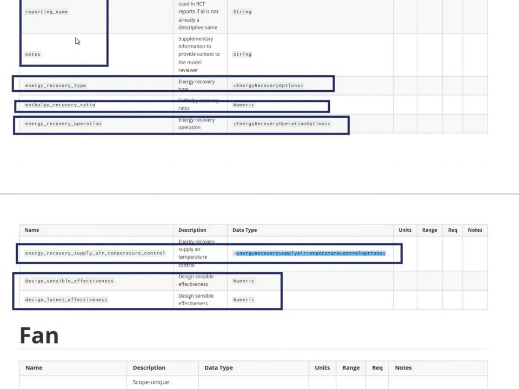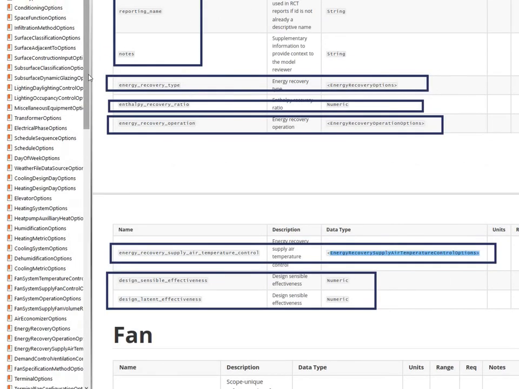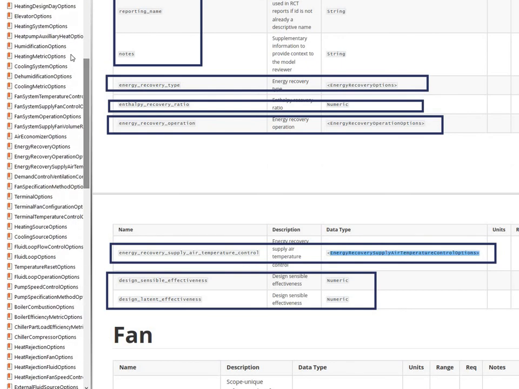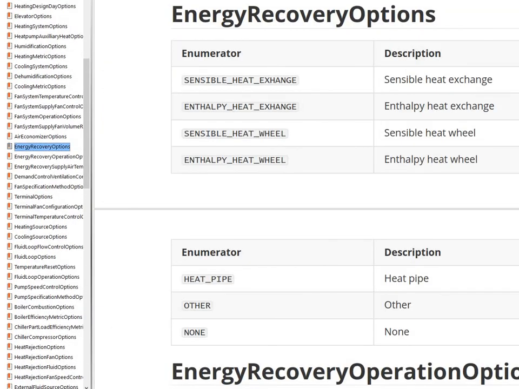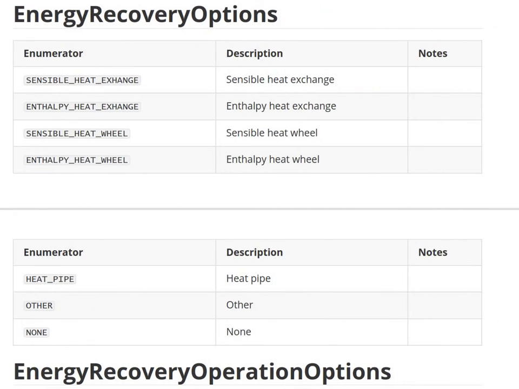Let's go back to those enumerations. A lot of flipping up and down looking for enumerations today. So these are the energy recovery options. They describe physically the type of heat exchanger there is. So sometimes you only have a sensible wheel, sometimes an enthalpy wheel. Sometimes it's a heat exchanger or heat pipes. And then there are lots of other types that would just be covered under Other.